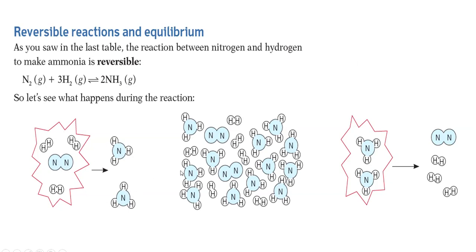Once a certain amount of ammonia is formed, the system reaches a state of equilibrium. From then on, every time 2 molecules form, another 2 break down into nitrogen and hydrogen. So, the level of ammonia remains unchanged. The equilibrium is where the forward and reverse reactions take place at the same rate and there is no overall change. In this example, the reaction between nitrogen and hydrogen is never complete.